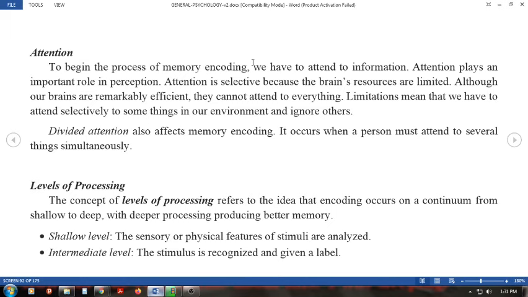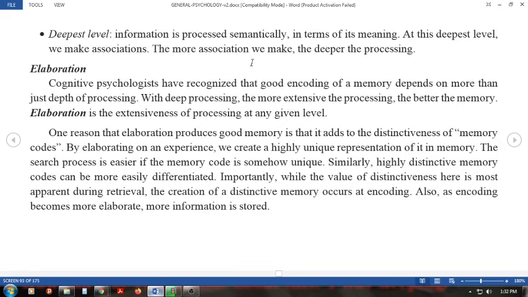That's shallow level. Intermediate level, stimulus is recognized and given a label. This is the point wherein a person is actually studying and what? Muna nga point nga gina-highlight nimo ang importante nga parts. So, giving label. No? And then the deepest level, information is processed semantically in terms of its meaning. At its deepest level, we make associations. The more association we make, the deeper the processing.